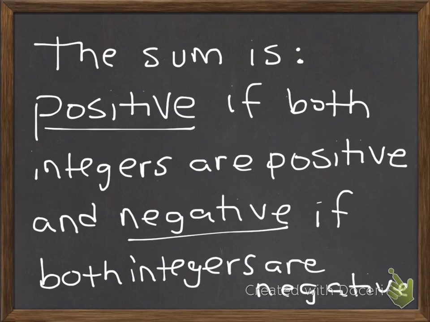So the sum is positive if both of the integers are positive, and the sum is negative if both of the integers are negative, similar to the example I just gave you.